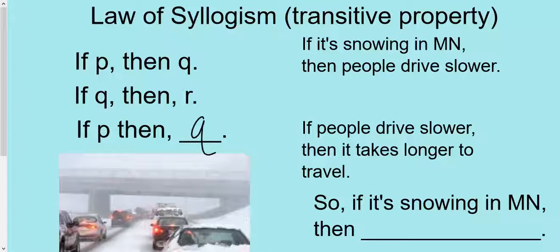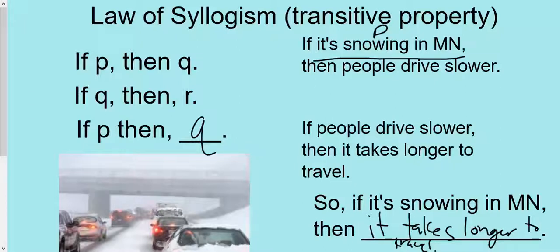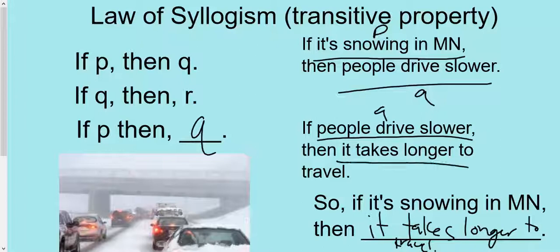So here's an example of this. If it's snowing in Minnesota, then people drive slower. If people drive slower, then it takes longer to travel. So if it's snowing in Minnesota, then we can say it takes longer to travel. Basically, you cut out the middle part. So if it's snowing in Minnesota, that's P. People drive slower, that's Q. So if people drive slower, that's Q. It takes longer to travel, that's R. And I'll do a couple more of these examples for you.